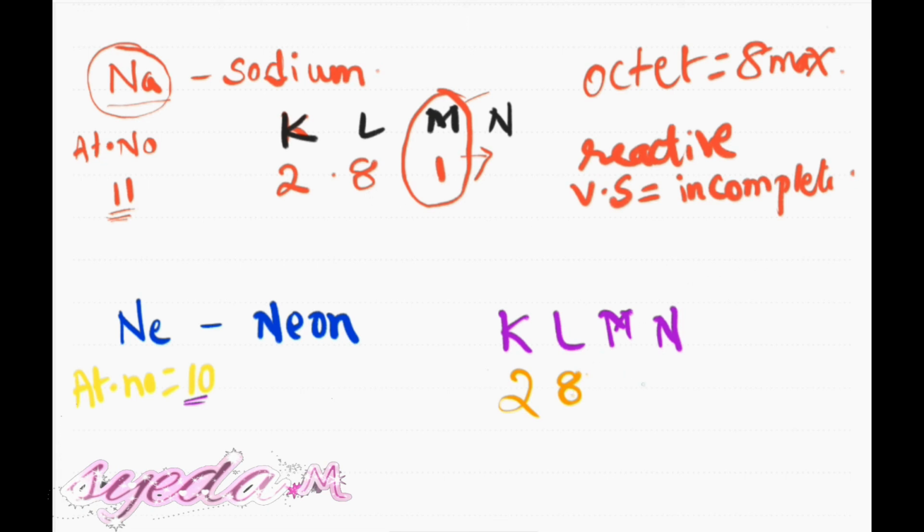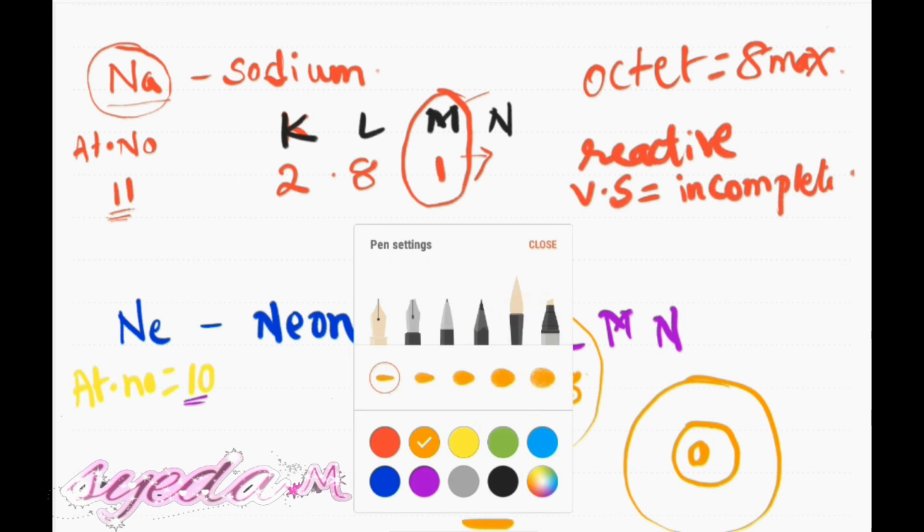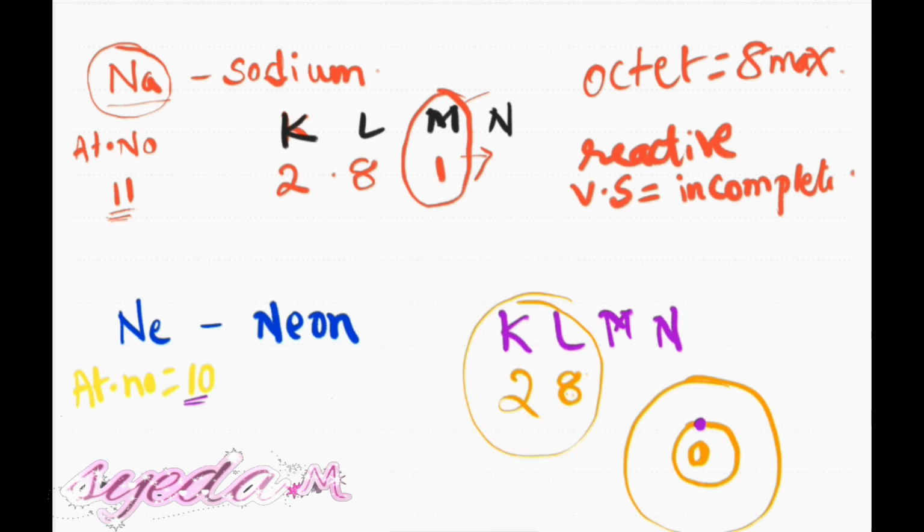Can we move on to the next shell? No, we cannot, right? Because how many electrons does it have maximum? 10, right? 8, 9, 10. So, only 2 rings will come for neon: first shell and second shell. This will be the nucleus. The first shell will take 2 electrons; the capacity is 2. The second shell will take 8: 1, 2, 3, 4, 5, 6, 7, 8.